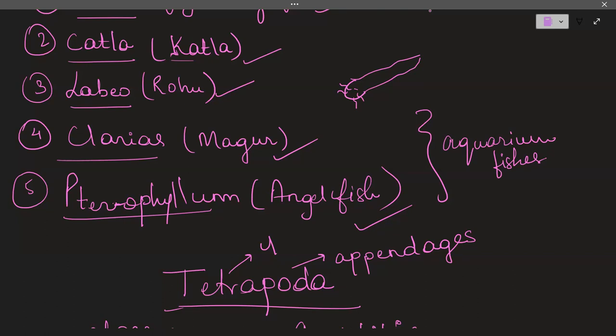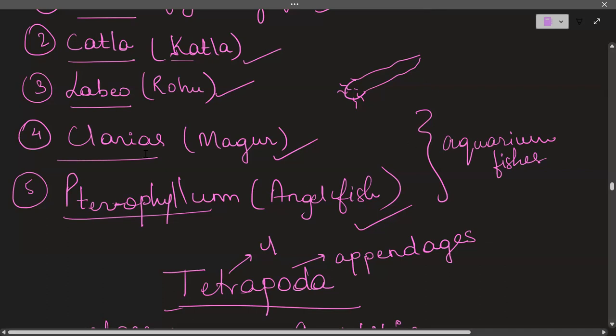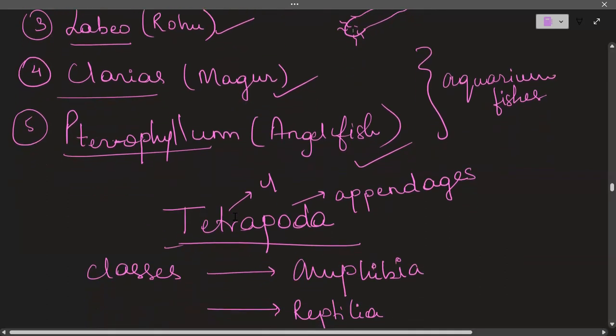Yeah. Those are clarias, the magur. They are responsible for eating the algae and everything. They clean the tank. That is why they are kept in the aquarium. So these two fishes are the aquarium fishes.